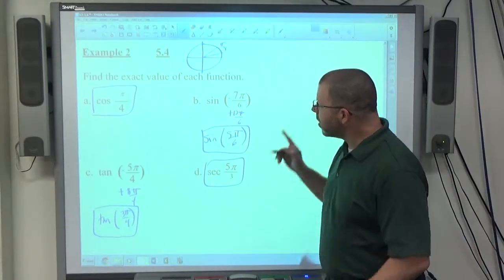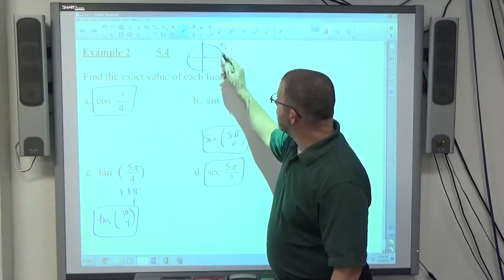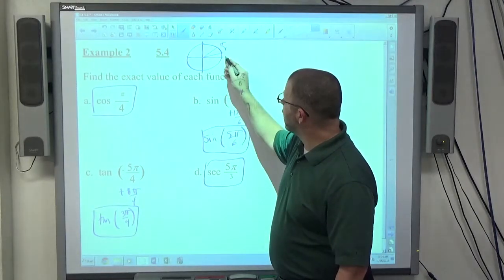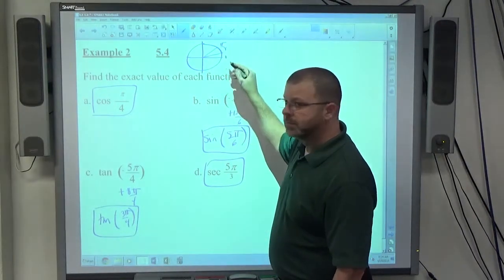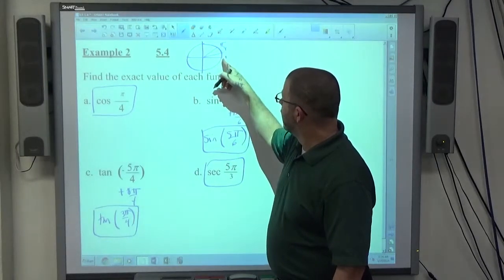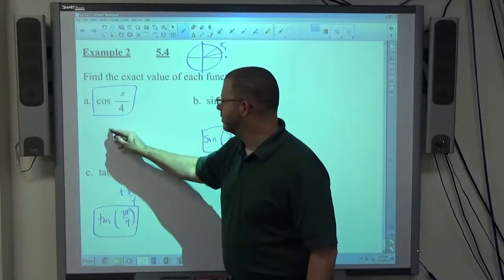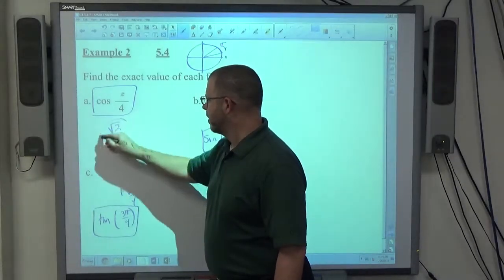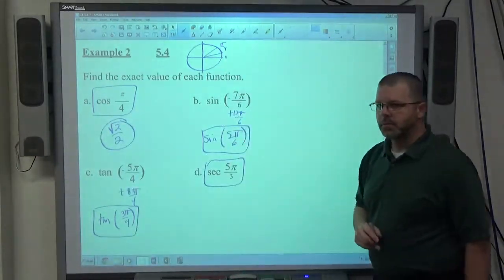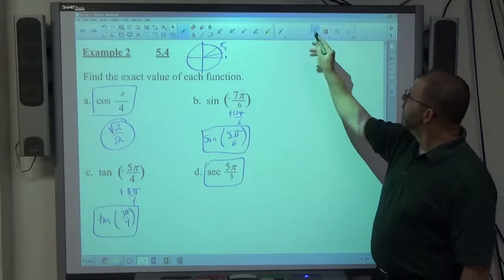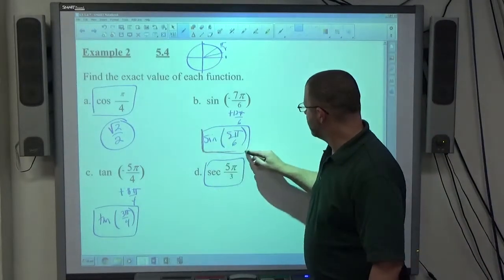All right. So pi over 4 is 2 steps. So this is cosine of 0 equals 1, right? 1. So 1 step down, 2 steps down. Square root of 3 over 2, square root of 2 over 2. All right.